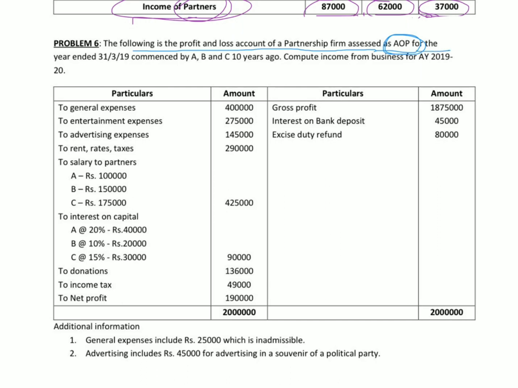So for the year ended 31st March 2019, the firm commenced by ABC has been carrying on the business for 10 years. Now they have asked us to compute the business income of the firm. When the partnership firm is assessed as other firms or as AOPs, then no deduction is available for any payment made from the firm to its partners.